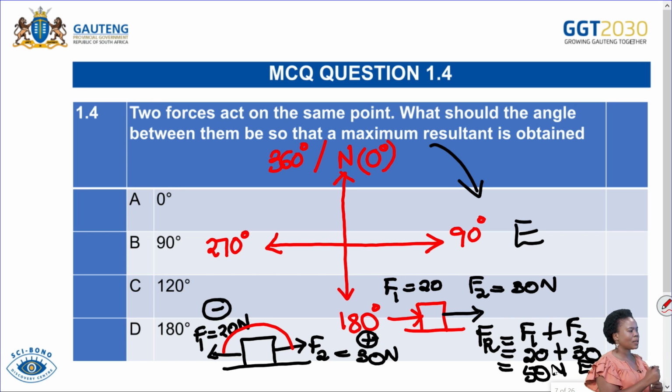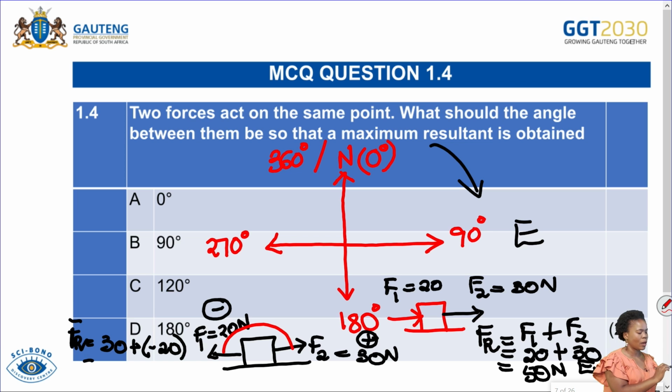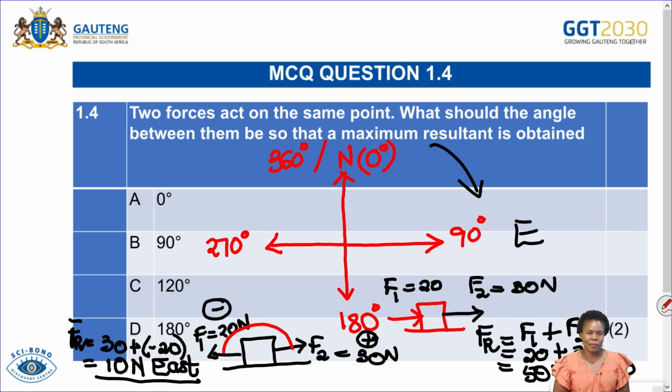Now, what's going to happen is that your resultant in this case, FR, will be equal to 30 plus negative 20, which will give you a resultant of 10 newtons. Even though it's to the east, the magnitude of the resultant is now smaller.